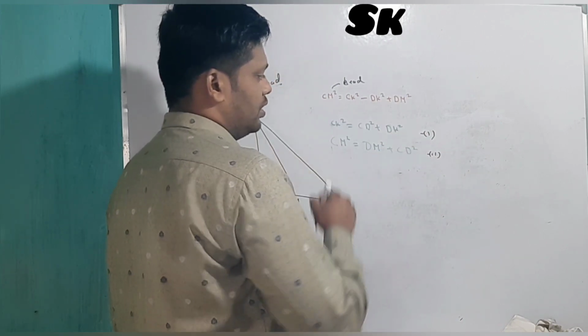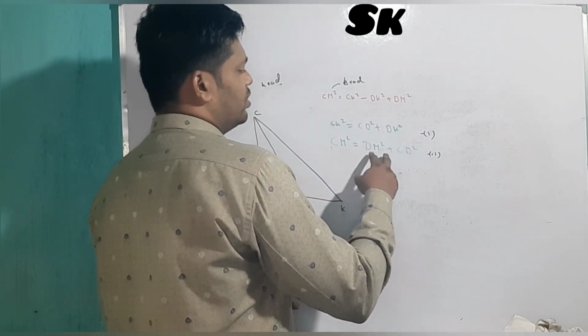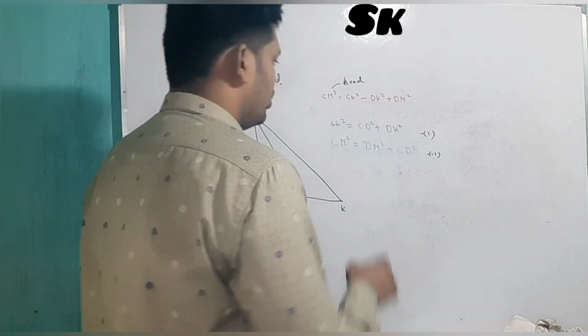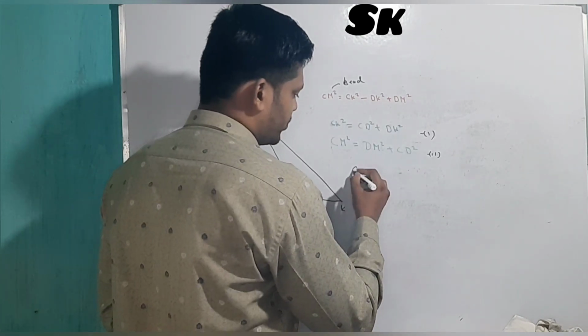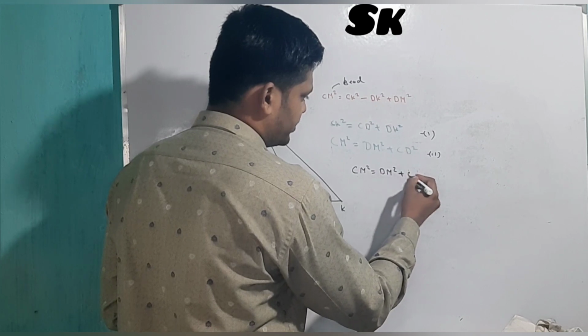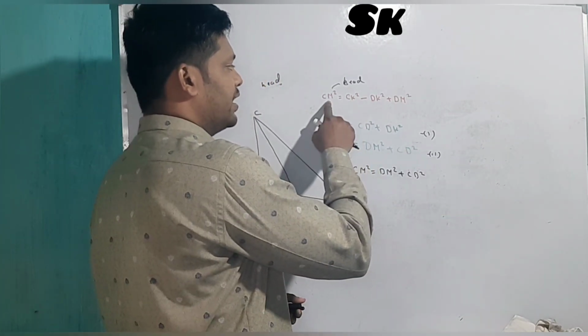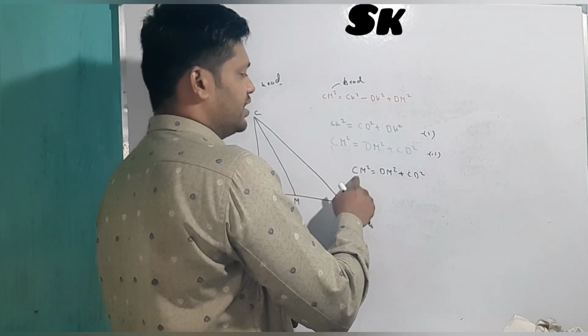So the second one. Is it necessary that it should always be at the start? No, it can be in the middle. Okay. So we will use equation number 2. So CM square is equal to DM square plus CD square. Now what do we have to do? So left hand side CM square, left hand side CM square.